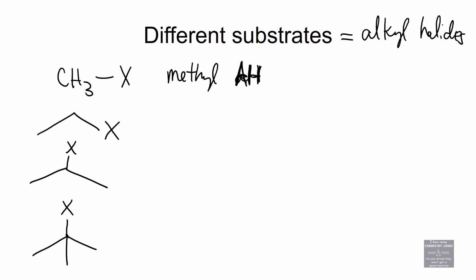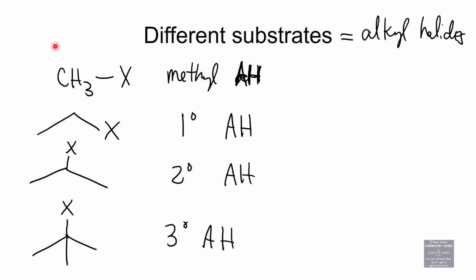A methyl alkyl halide. The second one is a primary alkyl halide. Third one, secondary alkyl halide. And the last one, tertiary alkyl halide. How do I know what's primary, secondary, tertiary? Methyl means plain methane, where one hydrogen has been removed and replaced with a halogen. Primary alkyl halide means the carbon that the halogen is connected to has one other carbon connected. If the carbon that the halogen is connected to has two other carbons connected, it's secondary. If it has three, it's tertiary.